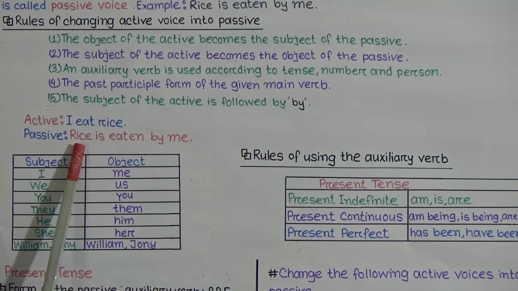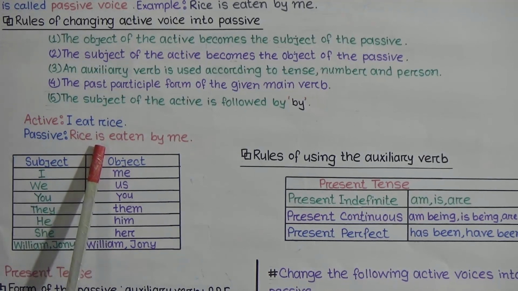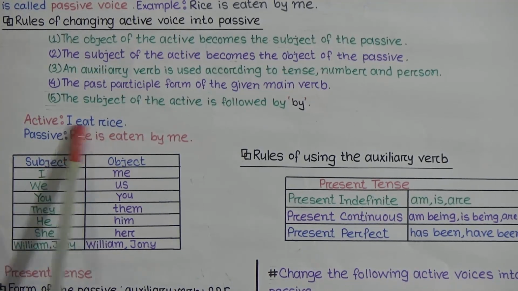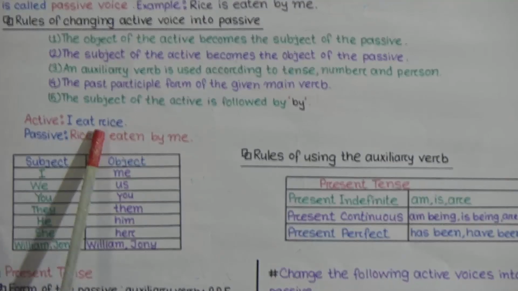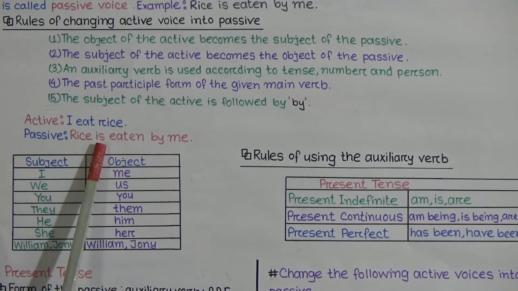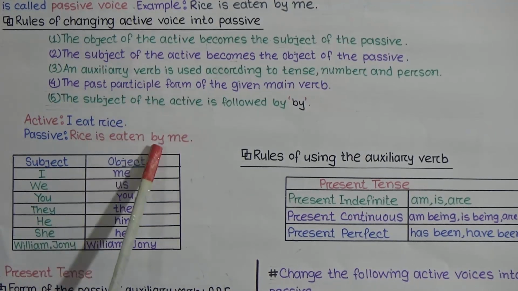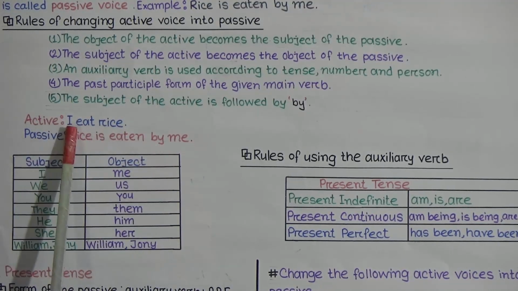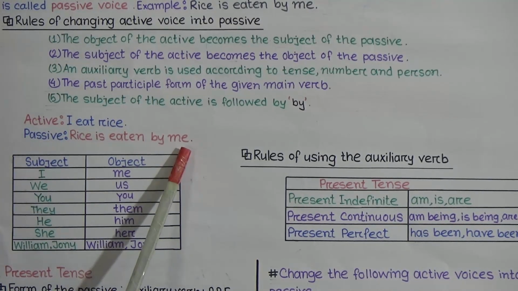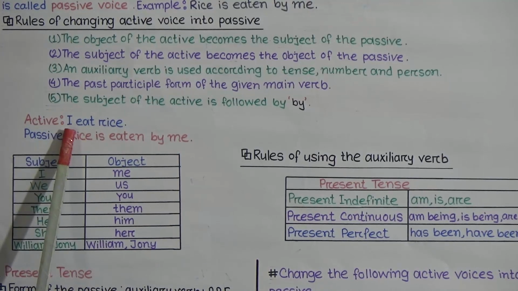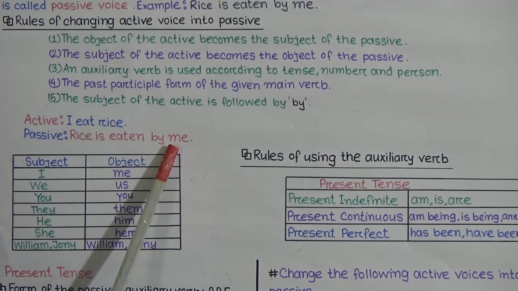Rice is singular number, that's why we have to use is, we can't use are. And I eat rice is present simple tense or present indefinite tense, that's why we have to use is. Then the past participle form of the verb, eaten, then we have to use by, and then the subject of active voice will be object in passive voice. In active voice, the subject is I, and in passive voice we have to write me.